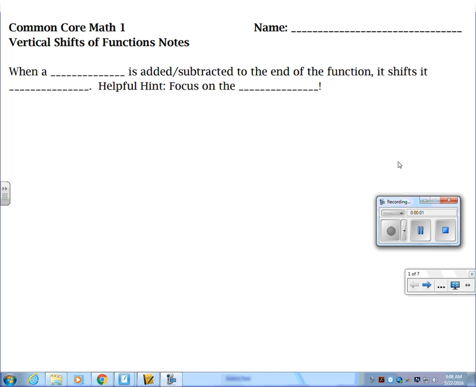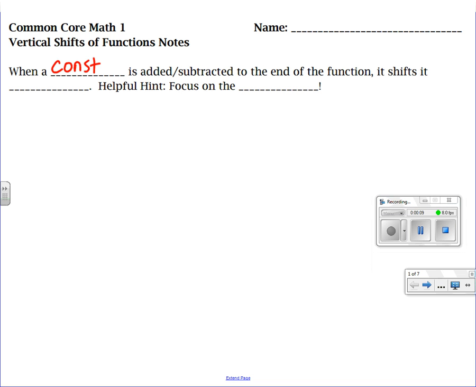Today we're going to be talking about vertical shifts of functions. Some of it you've already seen, some of it you haven't seen before, okay? So when a constant, this is fill in the blank at the top of your notes, when a constant is added or subtracted to the end of the function, it shifts it vertically.